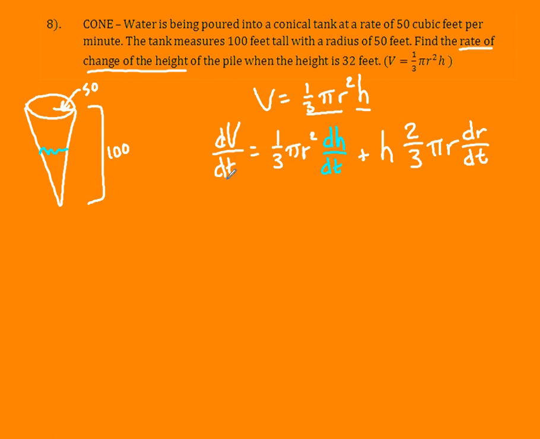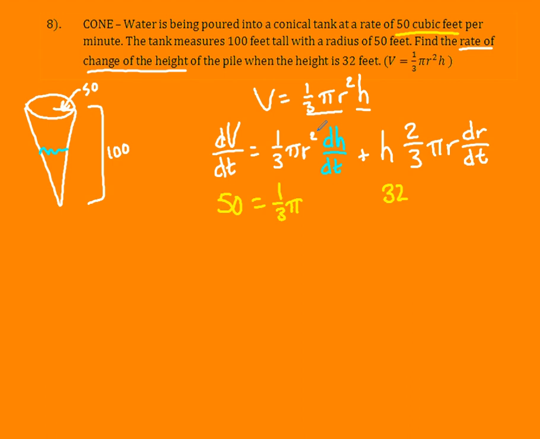dV/dt, how's the volume changing? Well, let's see what we got here. The tank measures 100 feet tall, when the height is 32 feet. Okay, so the height's 32 feet, so I can plug that in for height. I also have here 50 cubic feet per minute is what's being poured in. So that's why I have a positive 50, because that's how the volume is changing. All this 1/3 times pi, the radius squared.